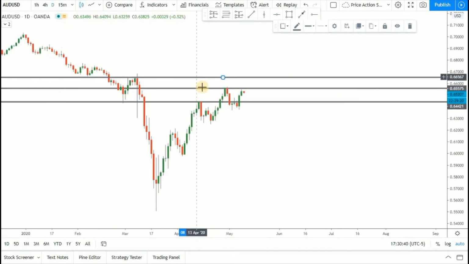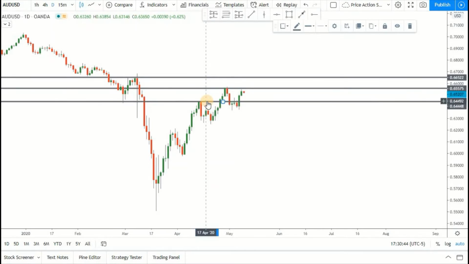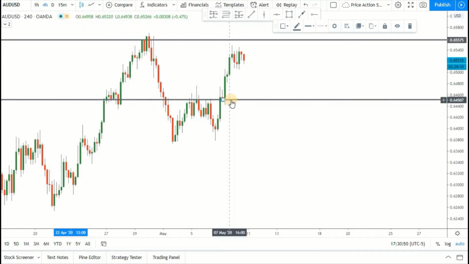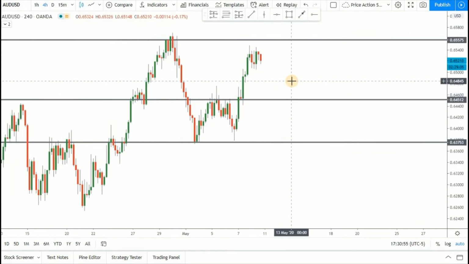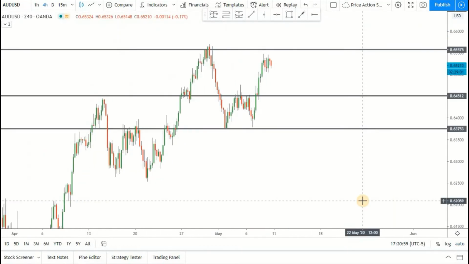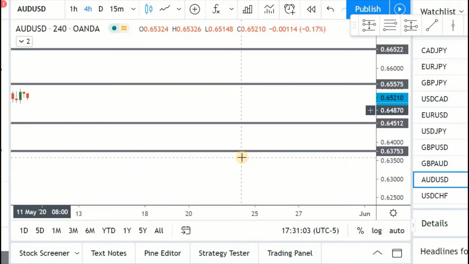Go back to this. Okay, see some fall break right here. Okay, so this is a double bottom. Okay. It's very interesting price action right here.